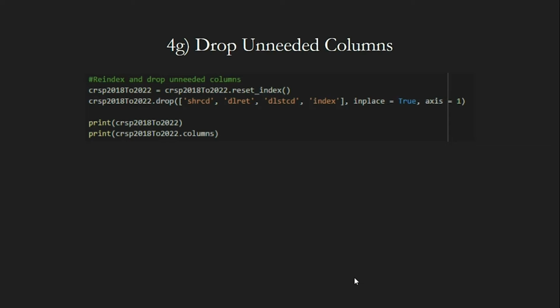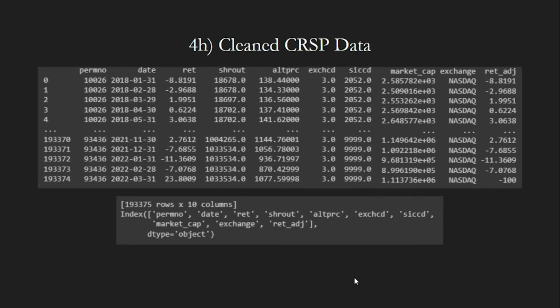In the first line, we reset the indices of each row to make the data frame neater. In the second line, we drop the share code, delisting returns, delisting code, and the index column, which was generated after we reset the indices. We set inplace to true, so CRSP 2018 to 2022 returns as the new data frame with columns dropped, and we set axis to 1, meaning we are dropping columns, not rows. We then print out the new data frame to make sure everything is correct. And this is our expected output of the cleaned CRSP data frame.